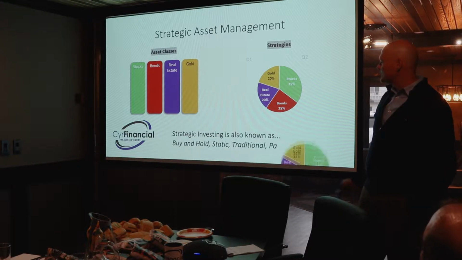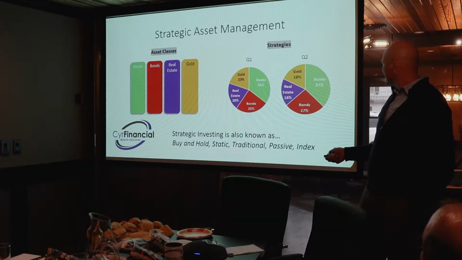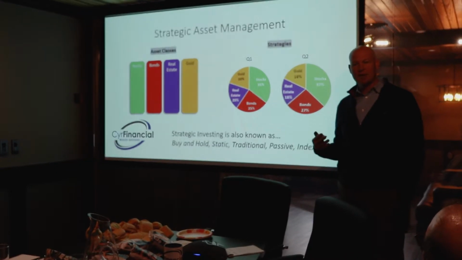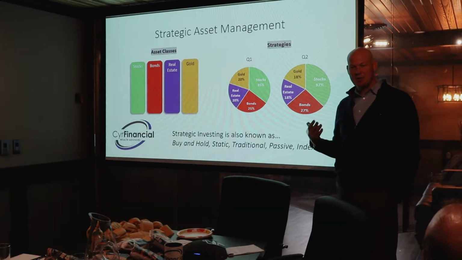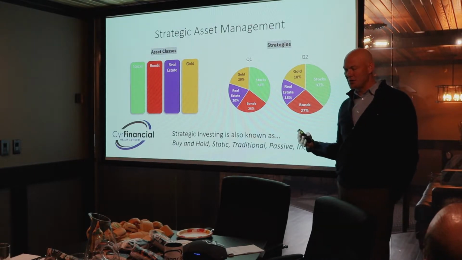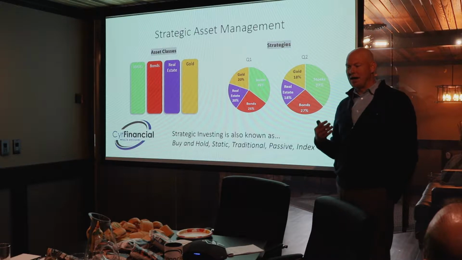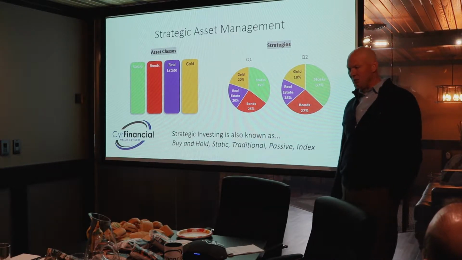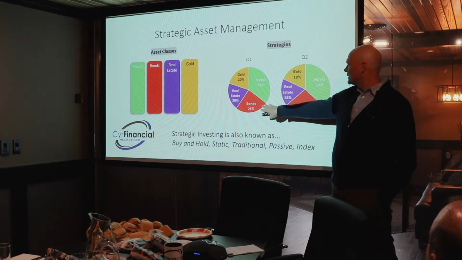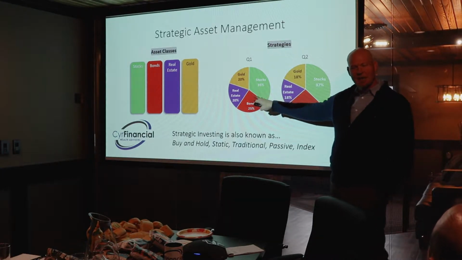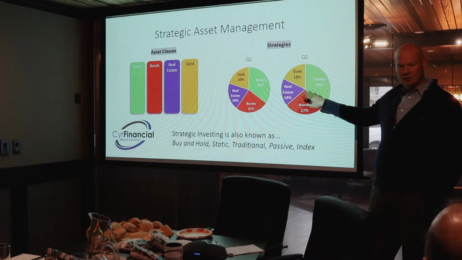It's also known as buy and hold, static, traditional, passive index. They're all the same. What they mean is that a client goes to an advisor and the advisor asks them a few basic questions. They fill out a necessary questionnaire, and based on the way you answer those 10 questions, an advisor will put you into a strategic or buy and hold portfolio. And what you see on the screen here is that in the first quarter, you'll be allocated however your advisor thinks you should be allocated. And then next quarter, you'll see literally no change.